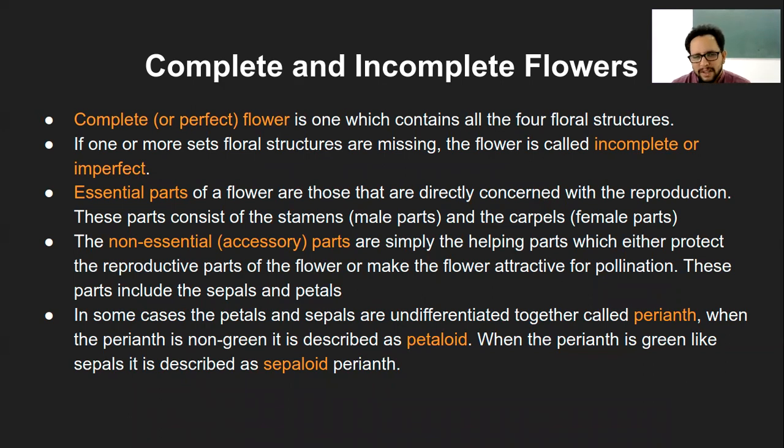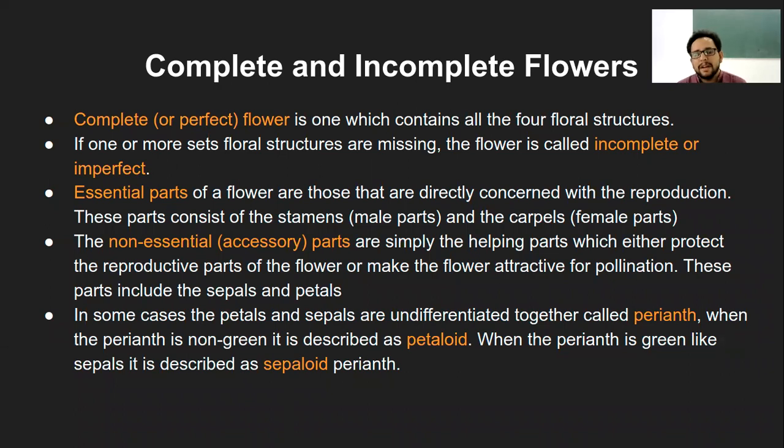Now, the first one is complete and incomplete flowers. A complete flower is the one which has all the four floral structures, or you can say it has all the four whorls. That will be called a complete flower, and it is also called a perfect flower. The reason why it is called complete or perfect is because it has the male reproductive structure as well as the female reproductive structure, most importantly. And apart from that, it obviously has the sepals and petals. And that is why it is called a complete flower.